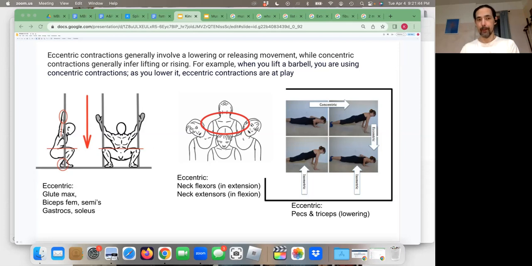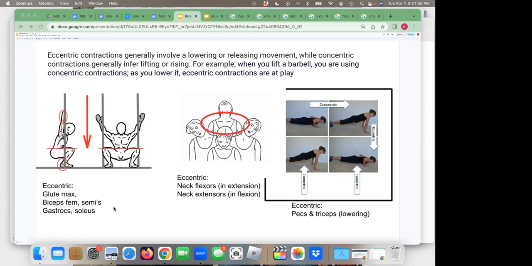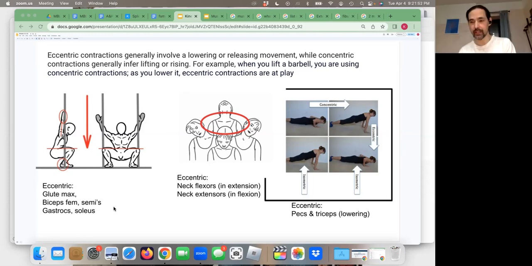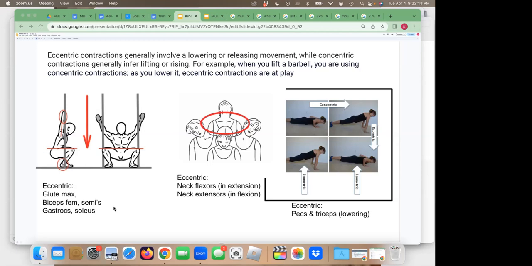Mint. What is the definition of isometric? Is that where the muscle shortens, or where the muscle lengthens, or is it where the muscle stays the same length, doesn't change? I'm still confused about this.